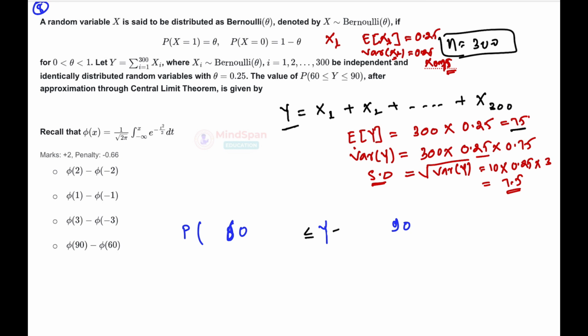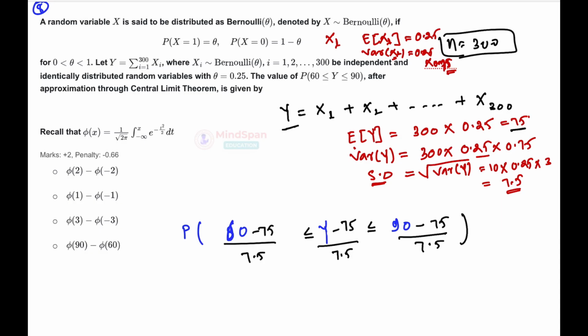75. So you are going to subtract this mean, and in order to balance this inequality, you are going to subtract from both sides, right, and then divide by the standard deviation of this random variable. So this random variable y, the standard deviation we have found, that is 7.5, and in order to balance the inequality, you are going to do it on both sides.